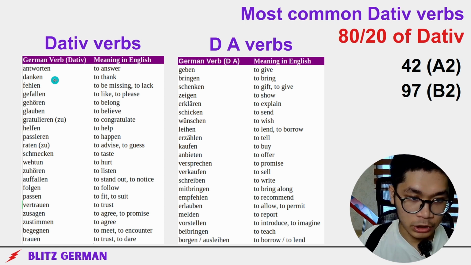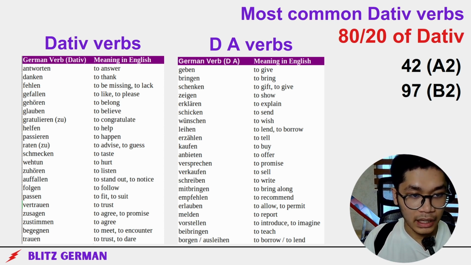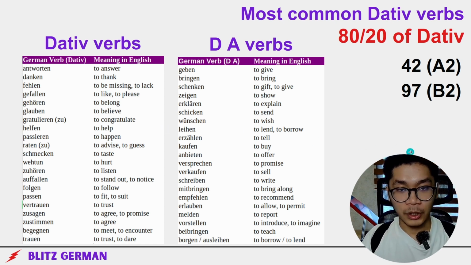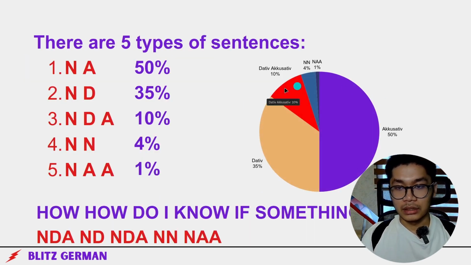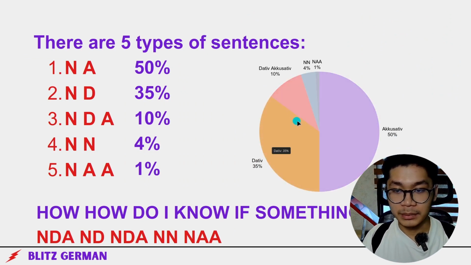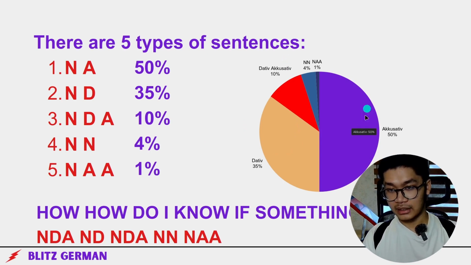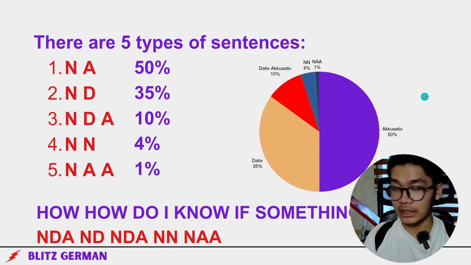Just doing antworten, to answer. Dativ. Danken, to thank. Dativ. No, it's gonna be pretty hard. So use Anki. And after knowing all of these 42, you'll know all the accusative. Because with the process of elimination, you'll be able to tell if something is dative. If it's not in the list, then it's accusative. Just with that framework that I told you before.